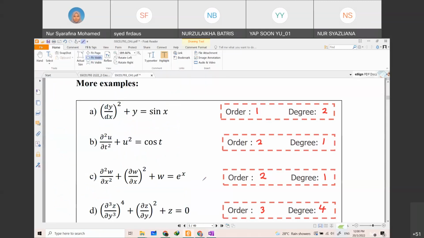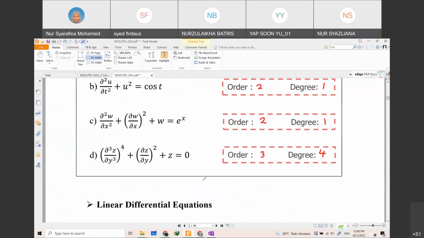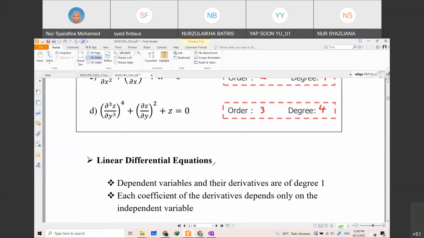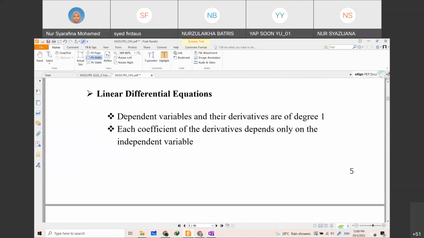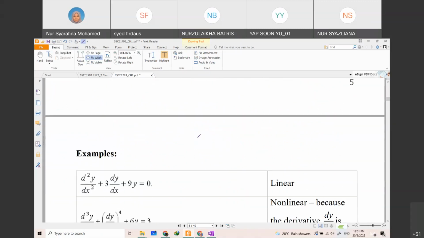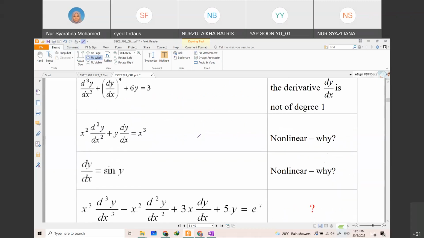What is the next topic? Okay, linearity of differential equation. Linear differential equation: dependent variables and their derivatives are of degree 1. Each coefficient of the derivative depends only on the independent variable.